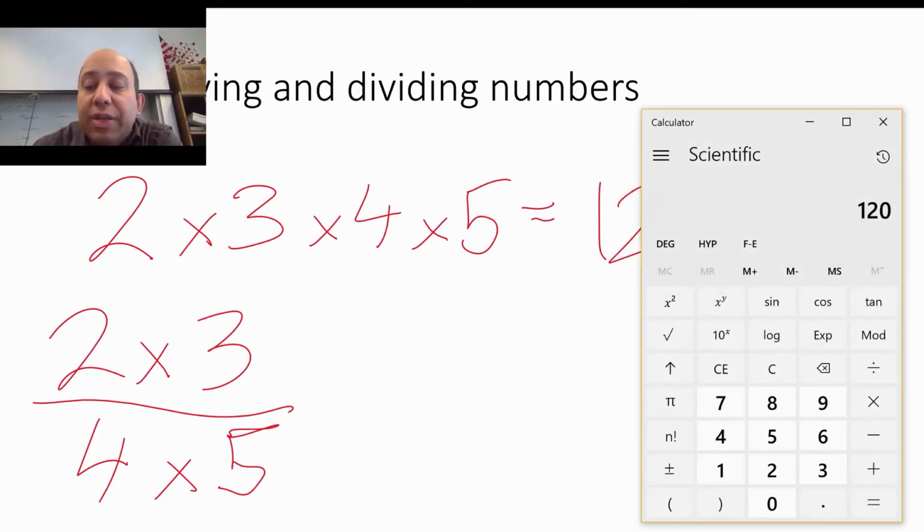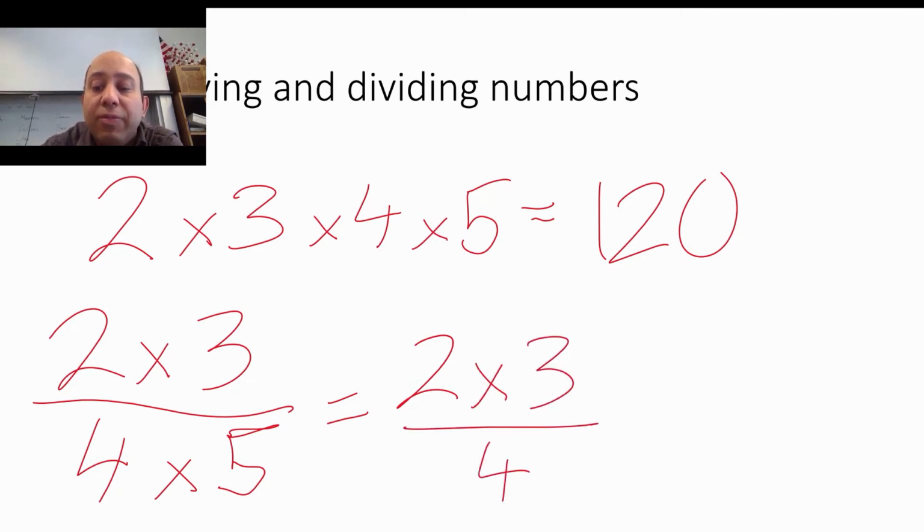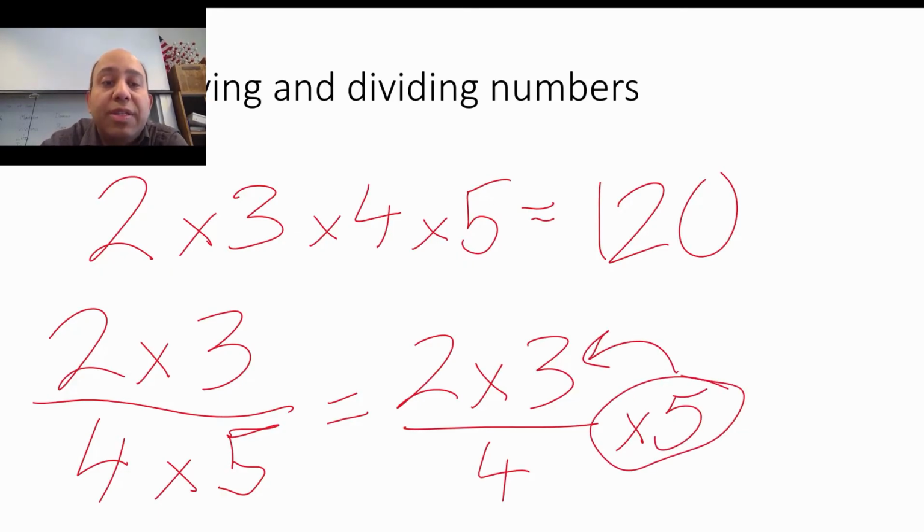So let me type it in: 2 times 3 divided by 4 times 5. Now that's actually the wrong answer, because I didn't use parentheses. If you type it in directly like that, this is what the calculator thinks you're doing: 2 times 3 divided by 4 times 5. It actually moves the times 5 to the top of the fraction if you don't use parentheses.